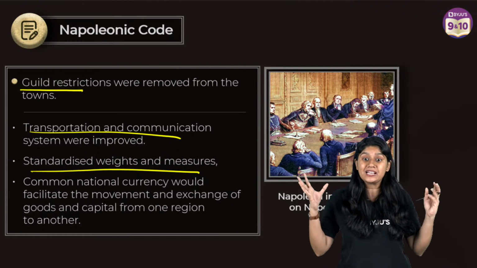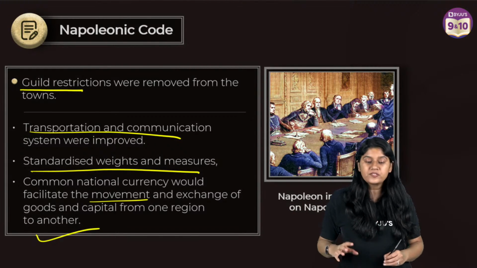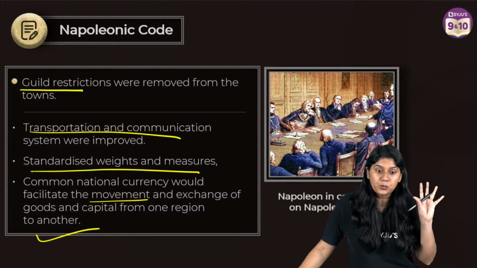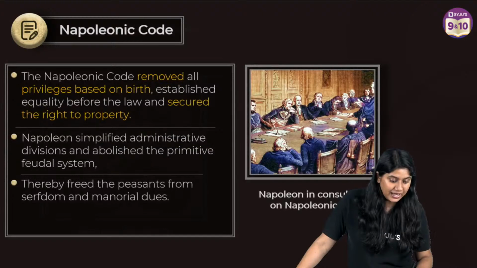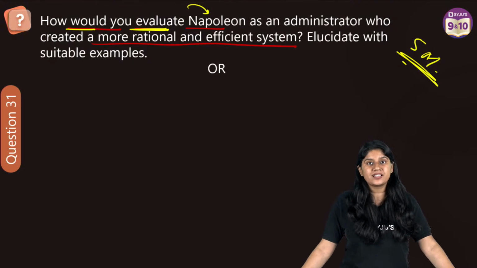Initially there were so many currencies. Now currencies were also standardized. Okay, so all of these points are very, very essential. Now the question was very different, right? If you look at it, the question was asking how would you evaluate Napoleon as an administrator?